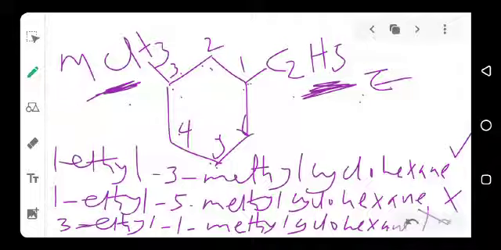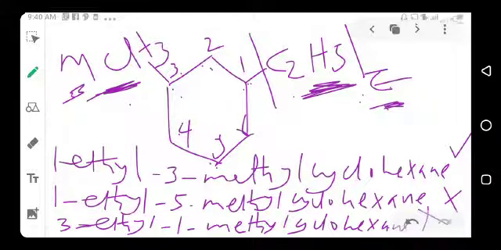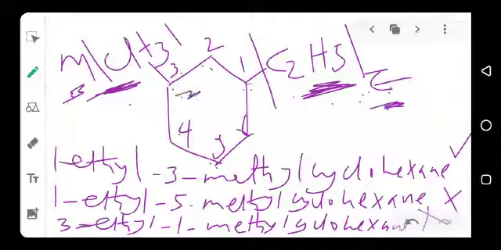We should number them alphabetically. So in the alphabet, E comes before M. So in putting the name of this together, we first of all write the ethyl substituent before we write the methyl substituent. So we start with this one, the E, and name the carbon there as carbon number 1. So the ethyl group has carbon number 1. And then we take the shortest direction to the second one.